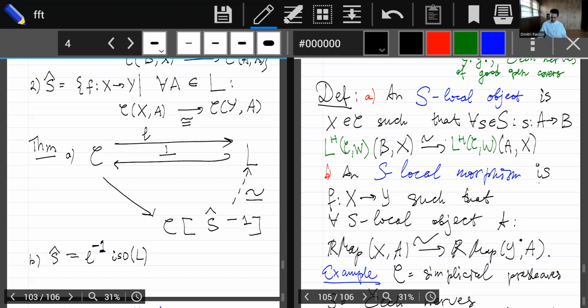In fact, these two definitions make perfect sense, not just for model categories, but also for relative categories. So in a sense, this definition is even more general. It works for relative categories. There's nothing really about model structures here yet.